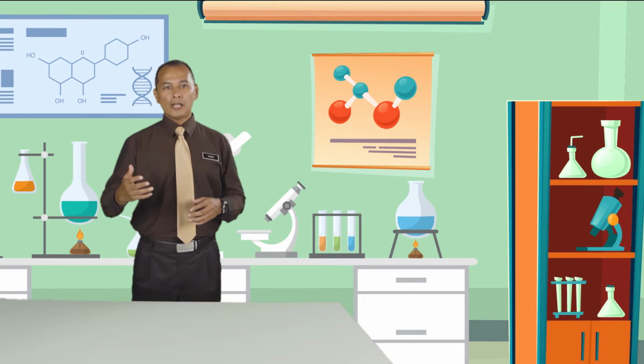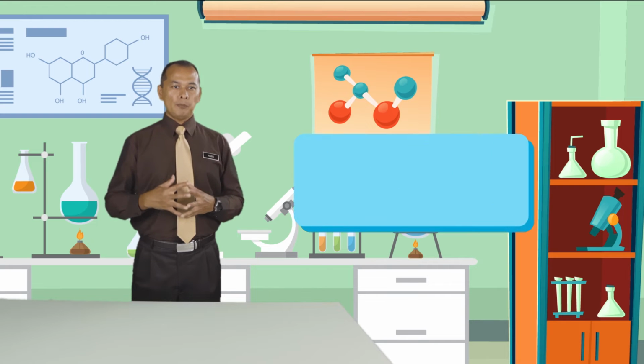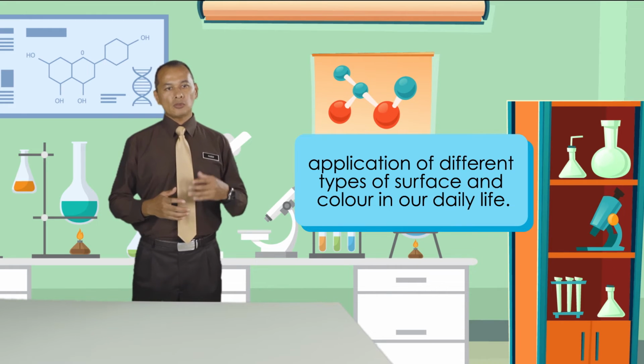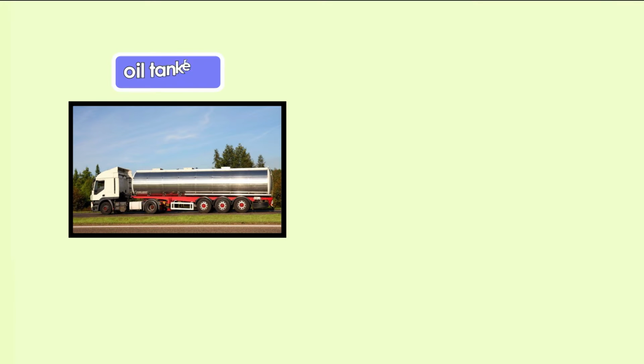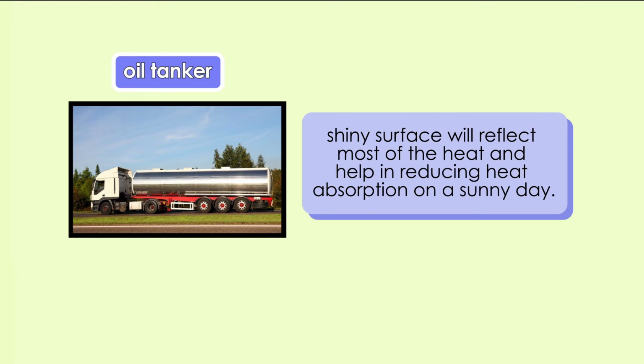Moving on with our lesson today is the application of different types of surface and color in our daily life. The diagram shows an oil tanker with a shiny tank. The shiny surface of the oil tanker will reflect most of the heat and help in reducing heat absorption on a sunny day. By reducing heat absorption, it can minimize temperature increase inside the tank.